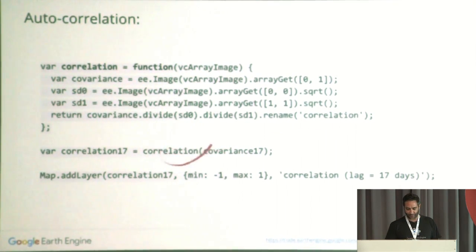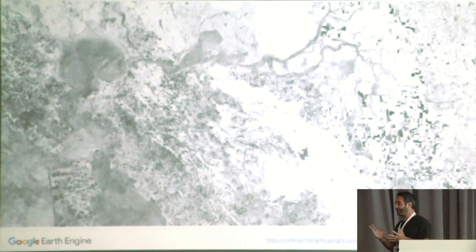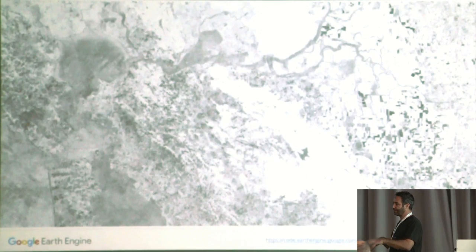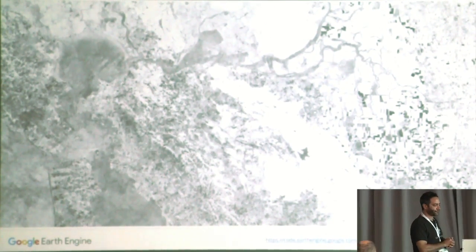So operate that correlation function on this covariance image and display the result. And I think that's the next slide. Shall we find out? So there's the autocorrelation image, and it is somewhat different because we've modified covariance by the variances of these two time series that are going into it.